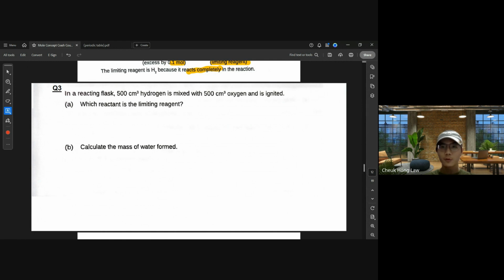I'll give you 4 minutes to try question 3. In a reacting flask, 500 cm cube of hydrogen is mixed with 500 cm cube of oxygen and is ignited.